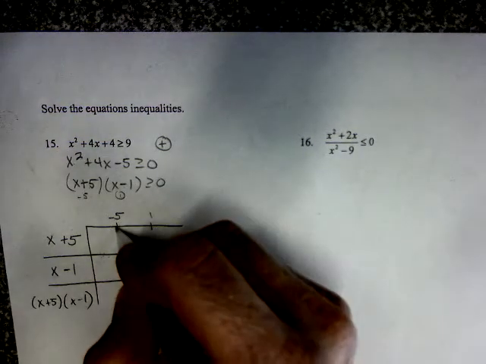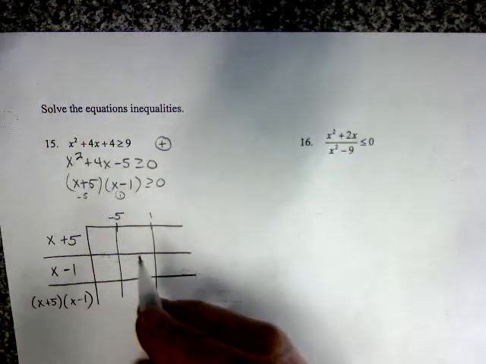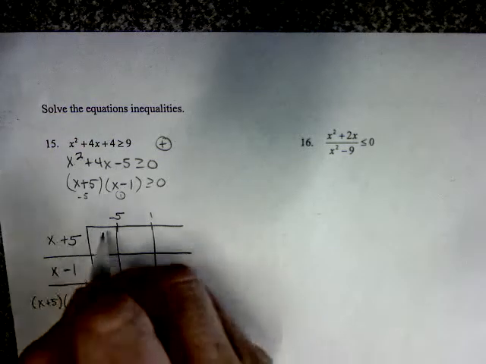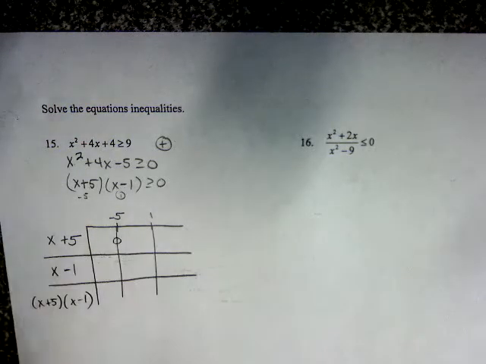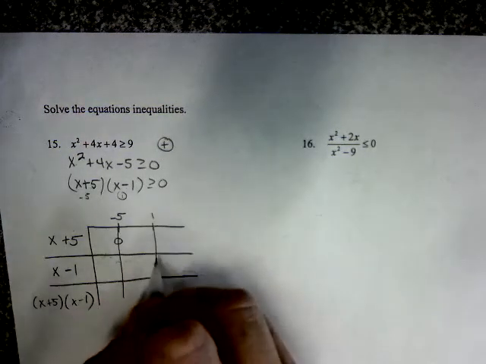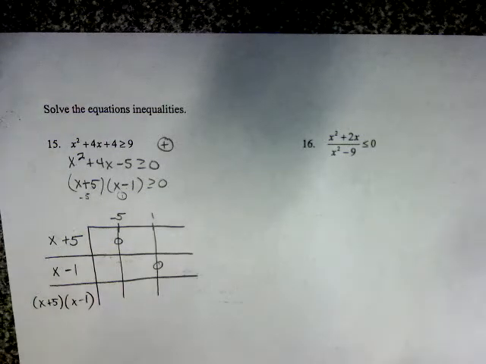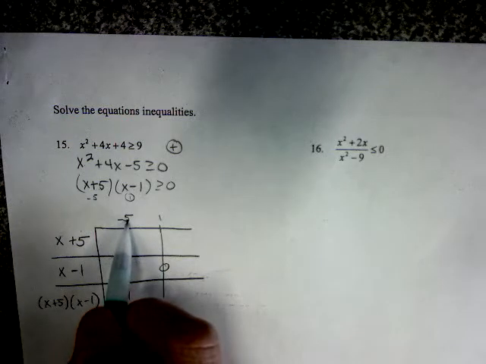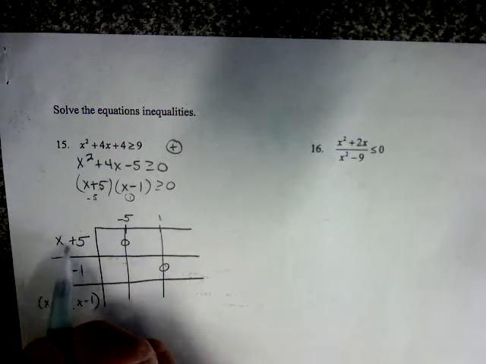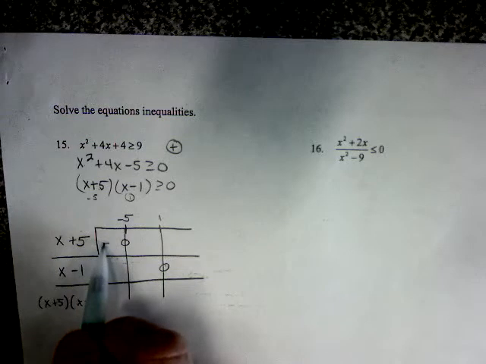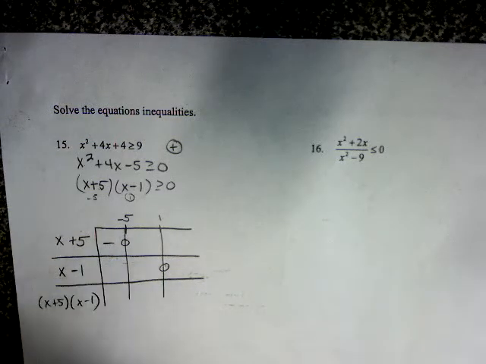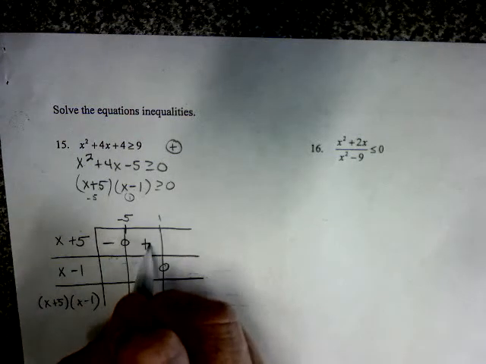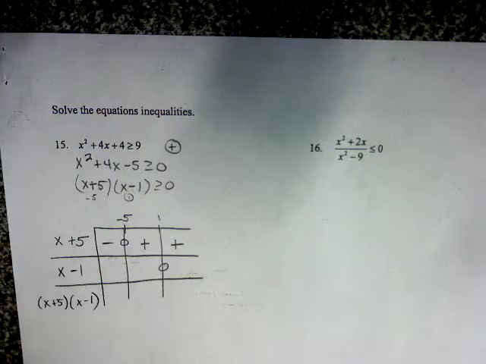Okay, so we're going to now put the zeros on this number line in this chart for the correct factors. The 0 for x plus 5 is negative 5, and the 0 for x minus 1 is 1. So I'll put our zeros there. Now if I substituted any number less than negative 5 into this expression, I'm going to get a negative. So this sign is a negative here. If I go above negative 5, I'm going to end up with a positive. So these two boxes have positives in them.